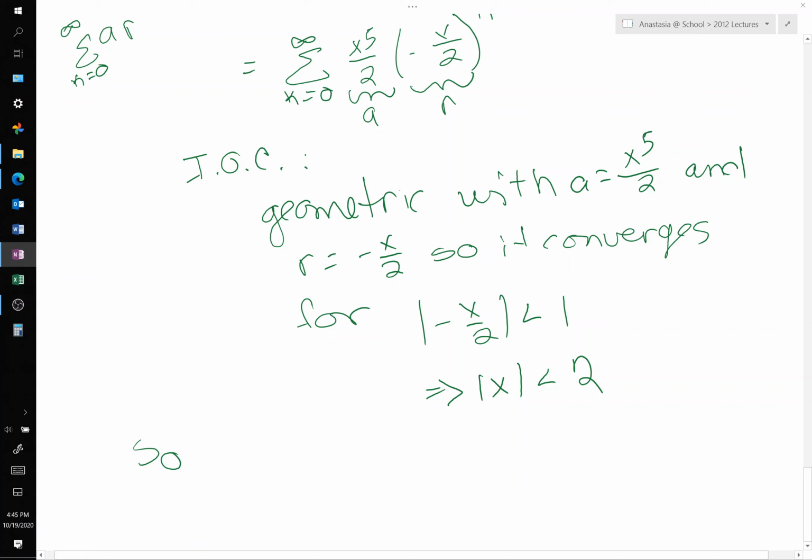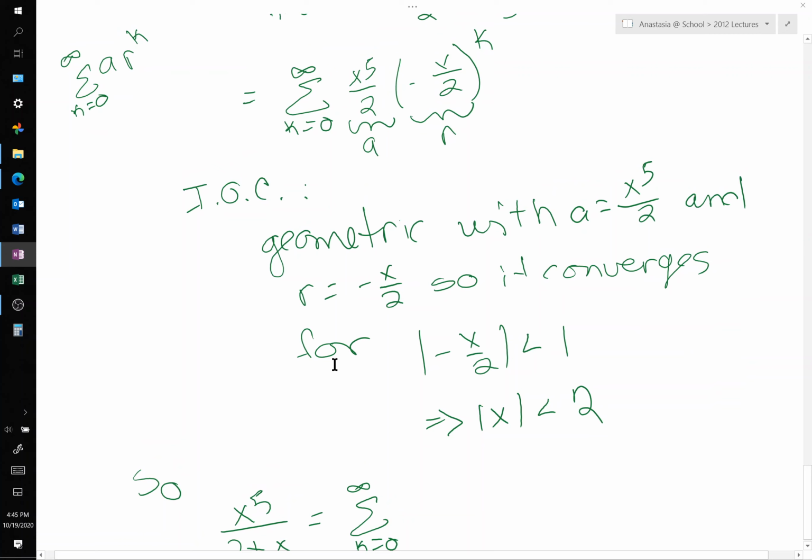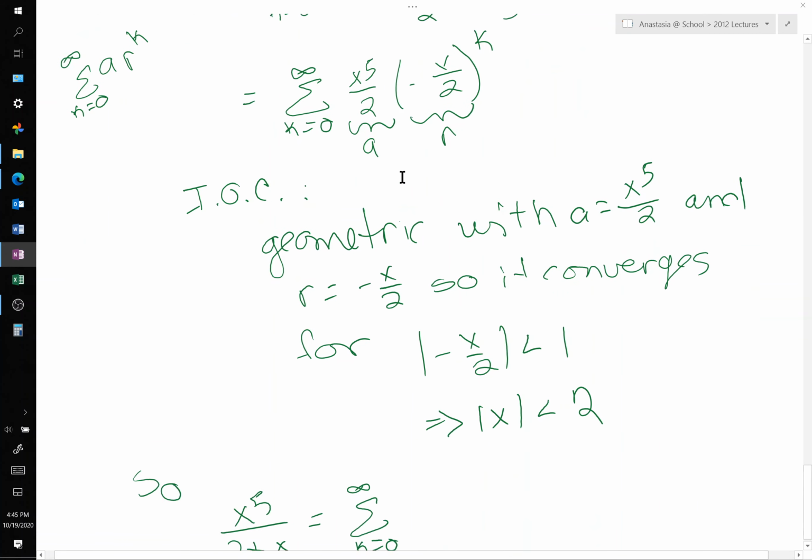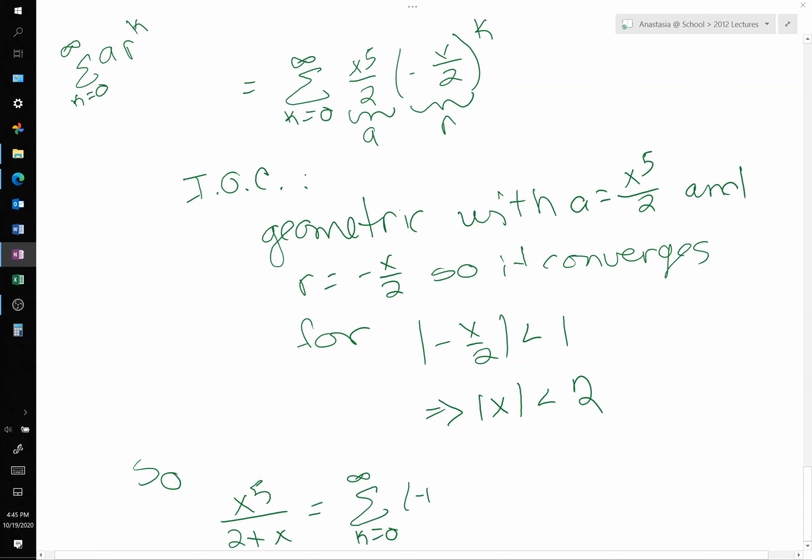So in conclusion, x to the fifth over 2 plus x is equal to the sum from k equals 0 to infinity. Again, you could write any of the formulations that we have. I'm going to go ahead and write this one: negative 1 to the k, x to the k plus 5 over 2 to the k plus 1, and this holds for the absolute value of x is less than 2.